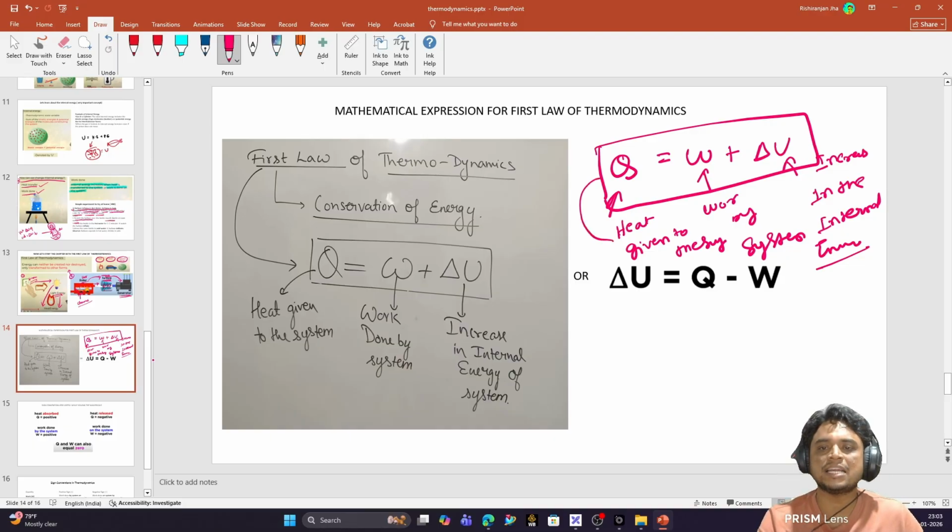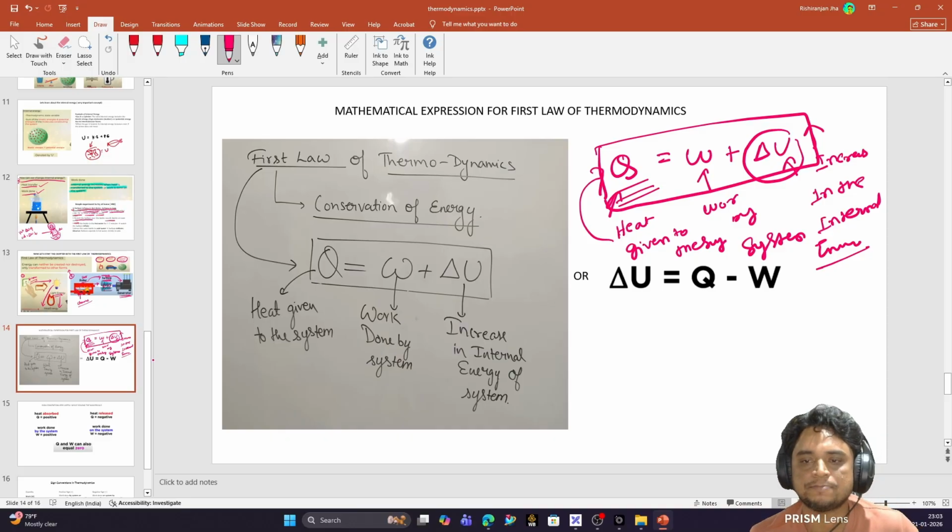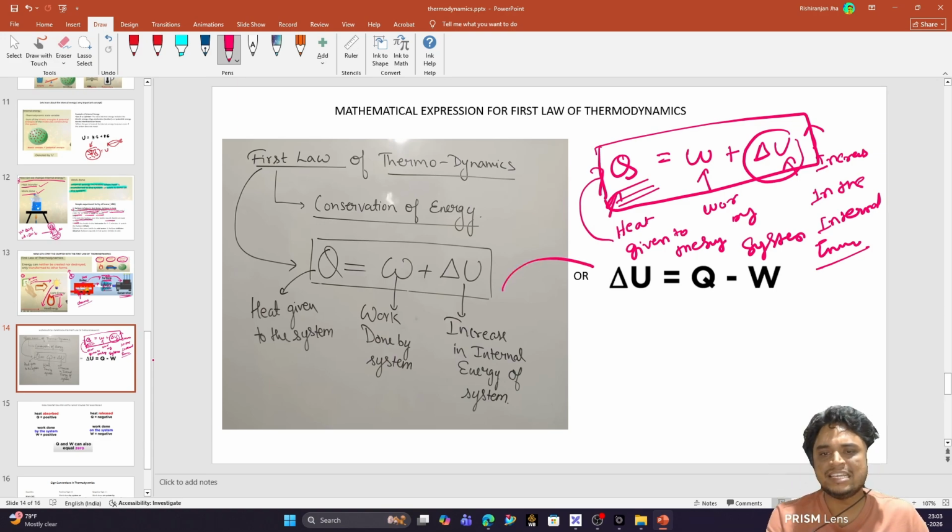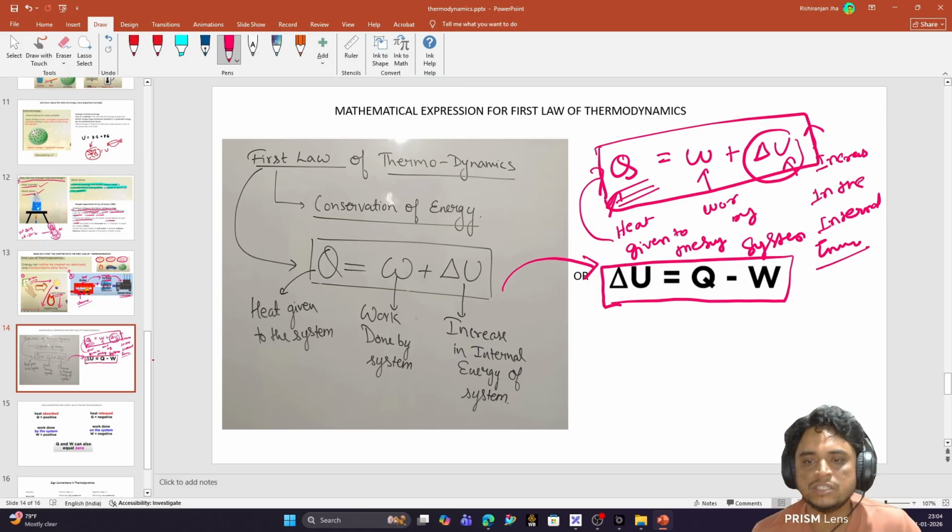What we learn from that example is that whatever heat is supplied to the system, some of the heat is used to increase the internal energy, and the remaining heat is used to do work by the system, right? So this is the first law of thermodynamics, the mathematical expression of the first law of thermodynamics. If we rearrange the terms, we can write it in terms of internal energy in this manner: ΔU = Q − W, where ΔU is the change in internal energy, Q is the heat given to the system, and W is the work done by the system.